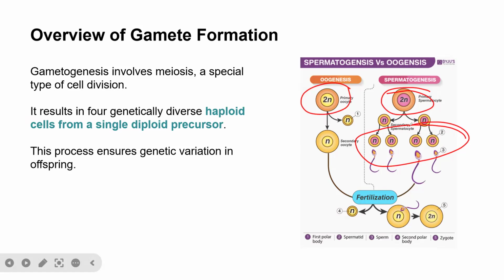So what I'm trying to say, ladies and gentlemen, is that the process of gametogenesis involves the formation of 4 genetically diverse haploid cells from a single diploid precursor, which of course at the end fertilize to produce a zygote. So then let's look at spermatogenesis in males.